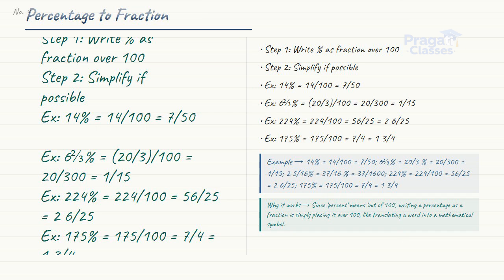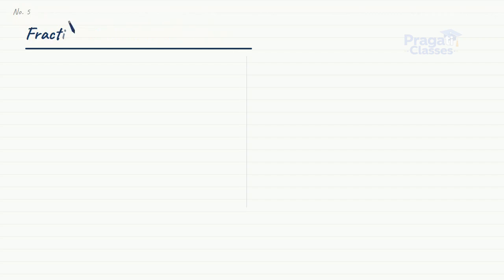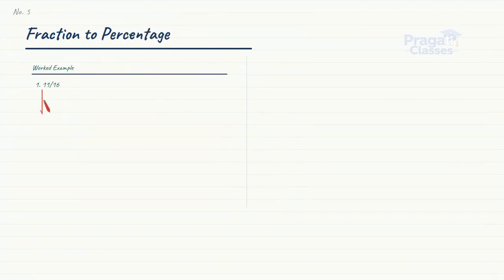And here's why that works. Percent literally means out of 100, so writing it as a fraction over 100 is just translating the word directly into math symbols. No magic, just meaning. We just turn percentages into fractions by putting them over 100.